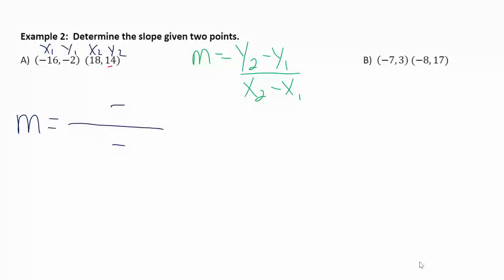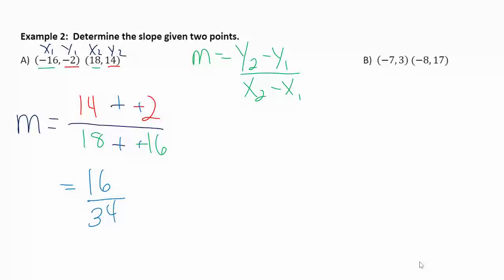So I have y2 and y1, so 14 and -2. And then I also have 18 and -16. If I have 2 subtraction signs, they become a positive. So I'm going to get 16 over 34. And then when we reduce that, we're going to get our answer to be 8 over 17.